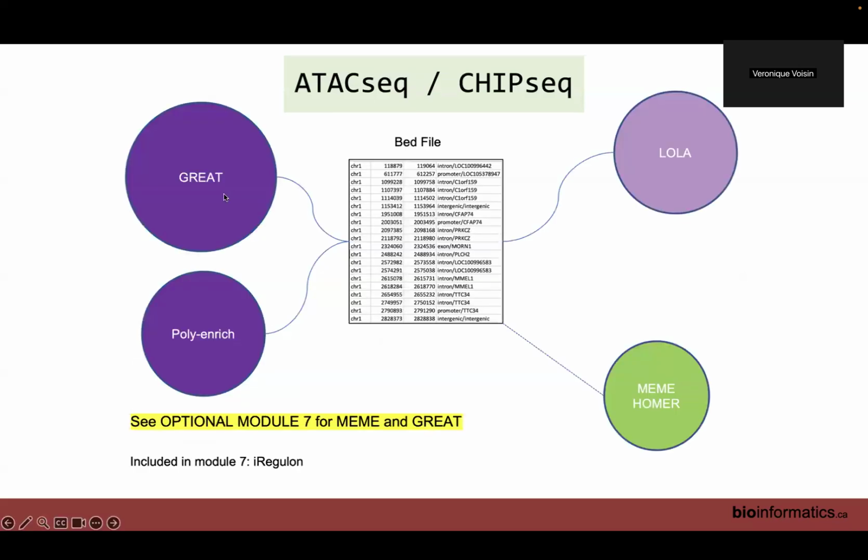So we talked about GREAT, but there are other tools that exist that you can look at, like Poly-Enrich and LOLA. And there is also MEME and Homer. MEME and Homer have a slightly different goal because they look at the gene list and the promoters of your gene list and look for enrichment of DNA motifs. So it's also very interesting, but it's different from pathway enrichment analysis.